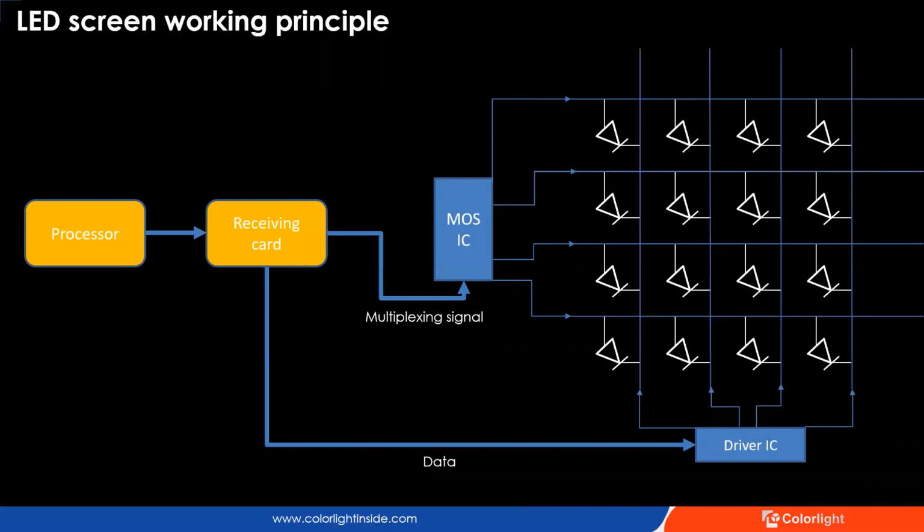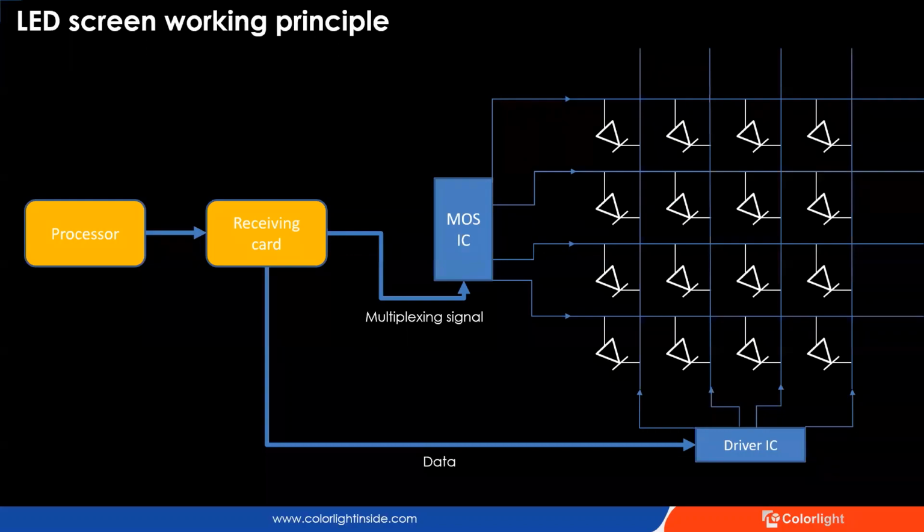In other words, it only allows current to flow from the anode to the cathode, doing so to emit the light. By arranging the anodes, which is the positive side, and the cathodes, the negative side, in a particular way, we can achieve a matrix and call upon each LED individually by sending high and low signals from the receiving card.